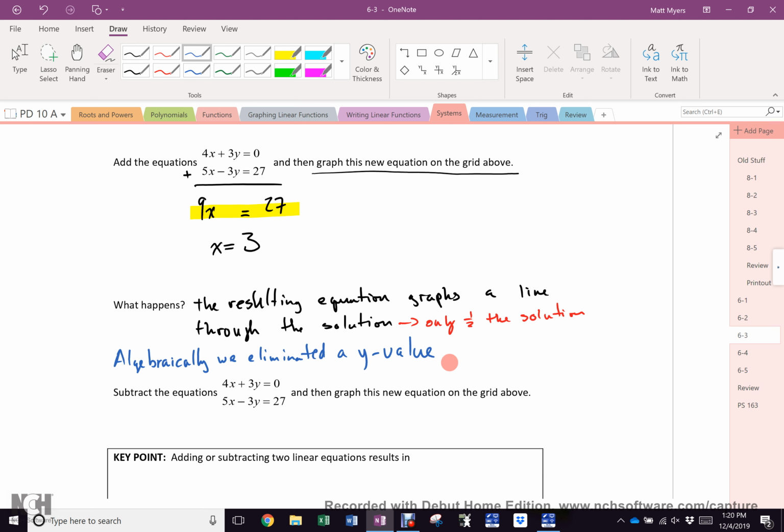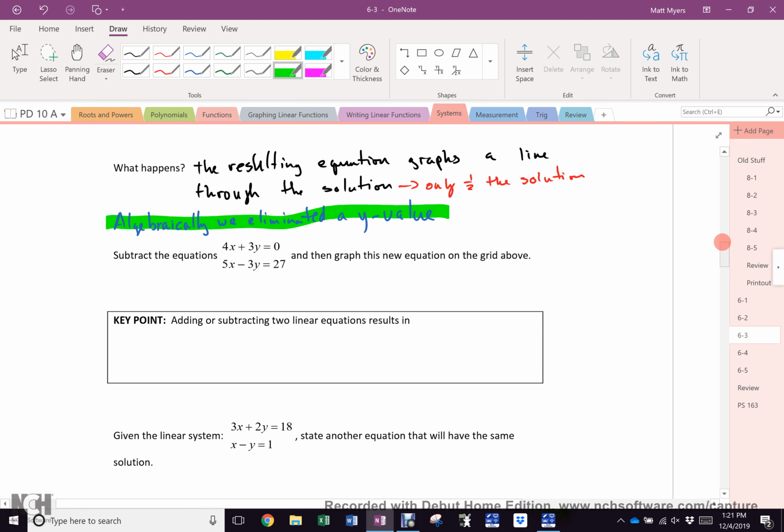Now, ladies and gentlemen, why is that a very important thing to have had happen? We couldn't do this because we have two unknowns. But when we did this, we have resolved the situation to having only one unknown. Okay? Now, let's subtract them.